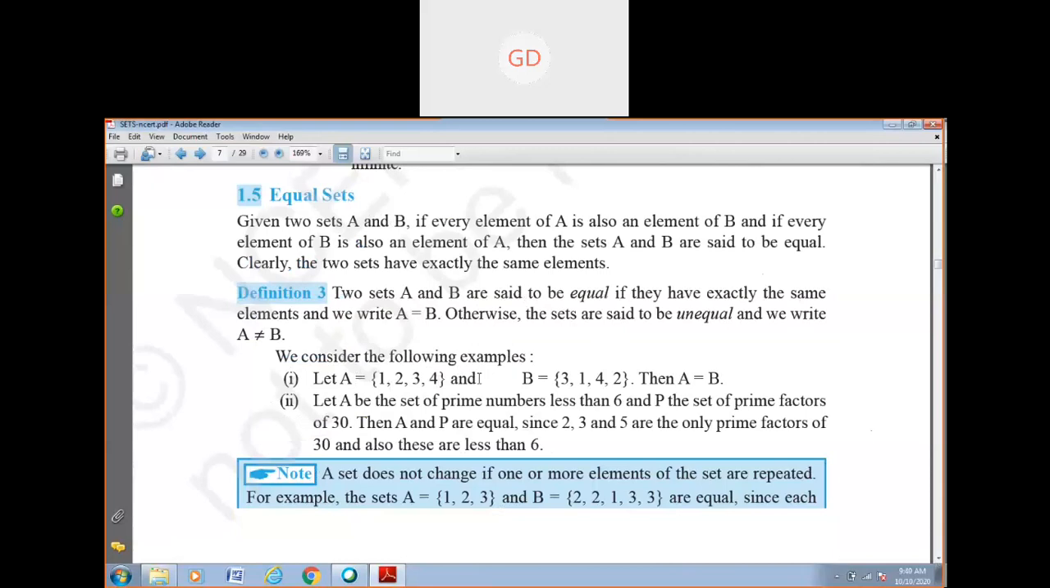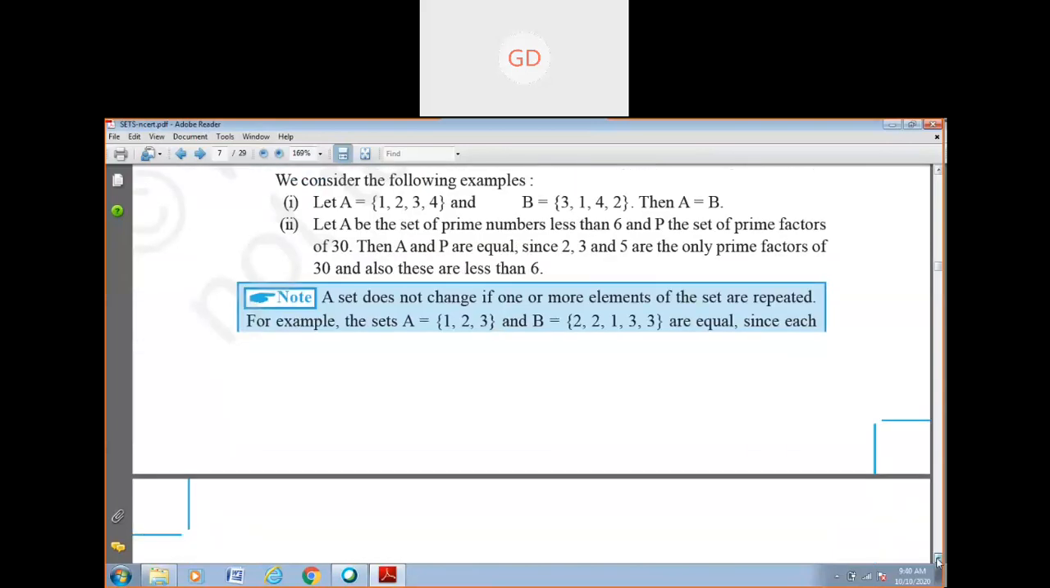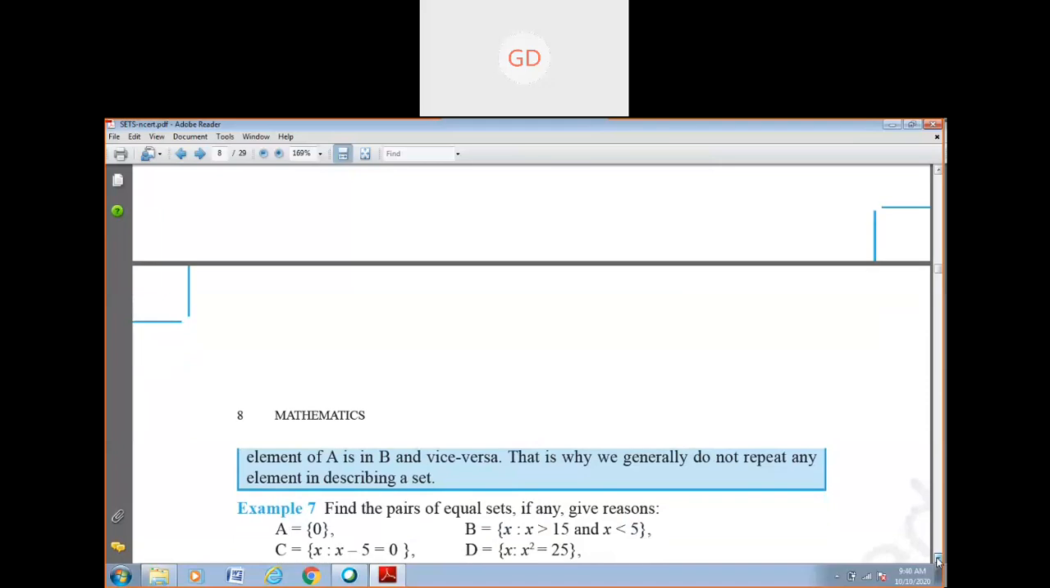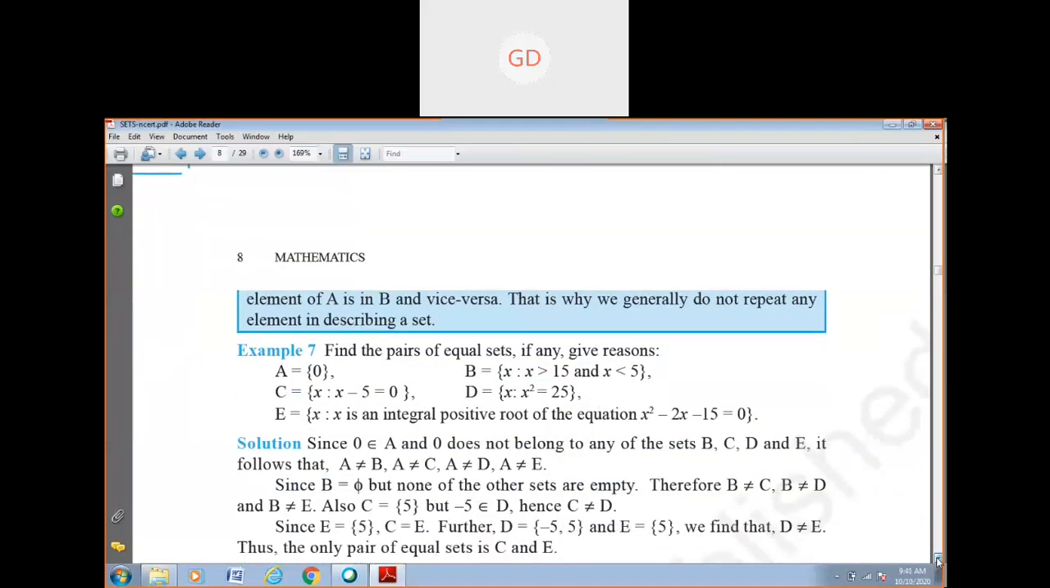If in A any particular element is written once more, that is repeated, like 1, 2, 3, 4, again 2, then also A equals B because the elements are the same. So you can say when two sets are equal, we understand they have the same elements.